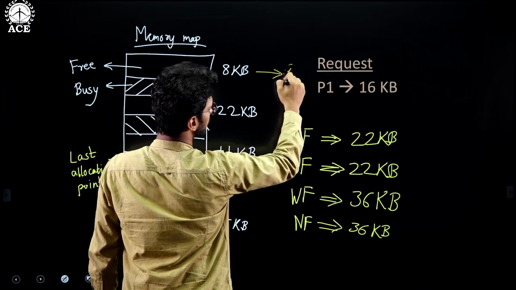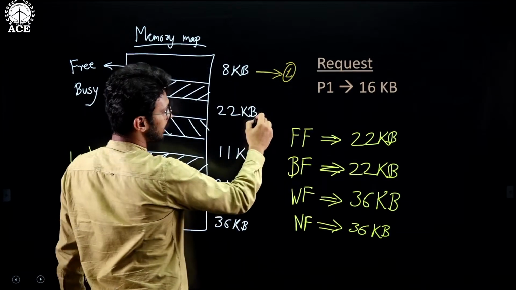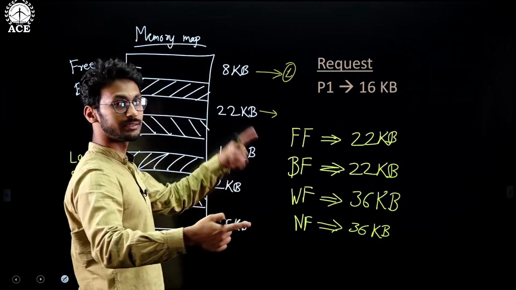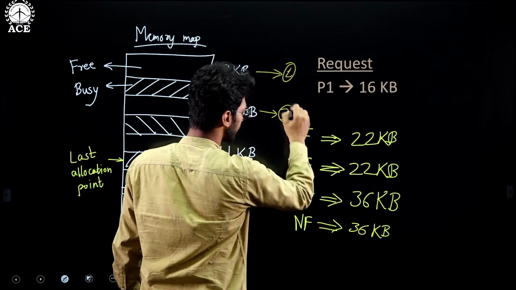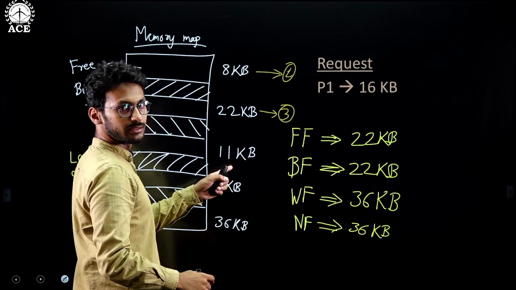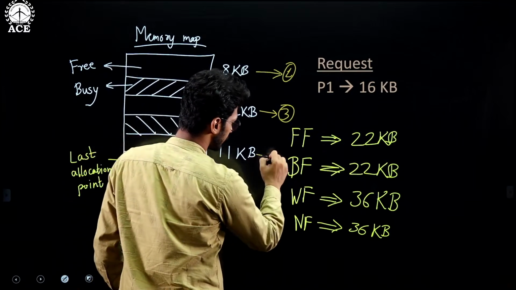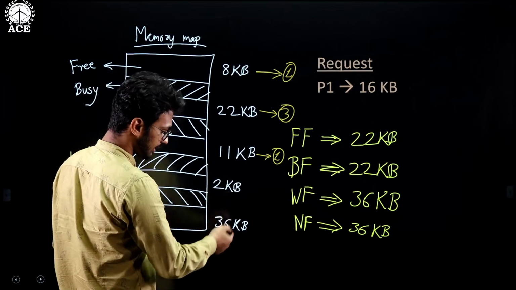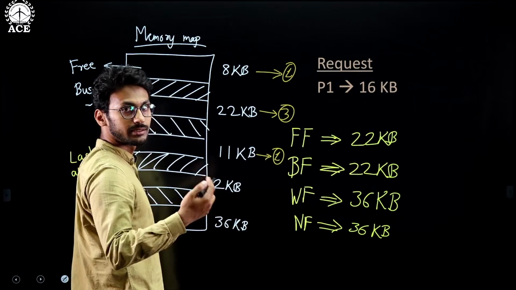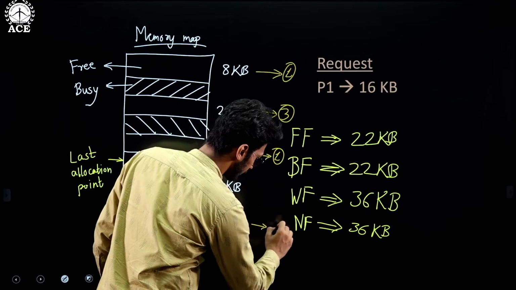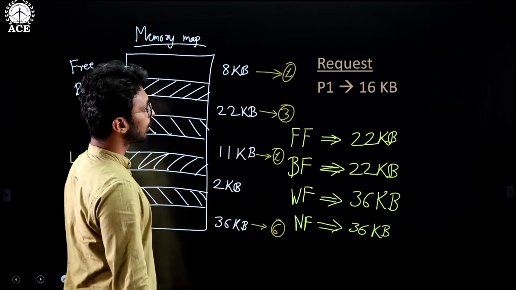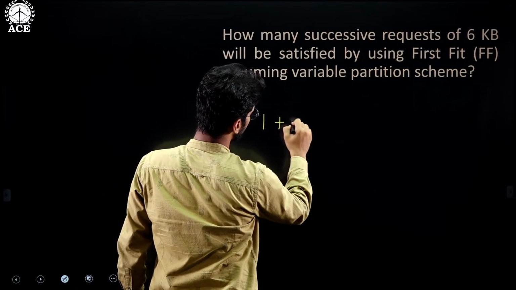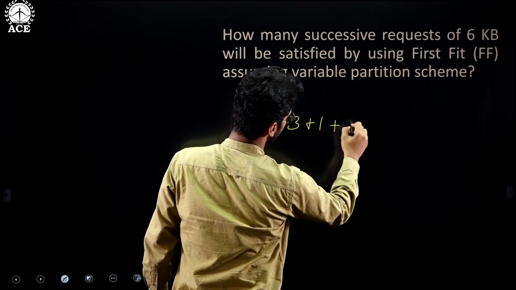Only one, isn't it? 8 KB. Okay, here how many? 6 1s are 6, 6 2s are 12, 6 3s are 18, 6 4s are 24. Okay, 6 3s are 18. 3 processes can be satisfied. Got it? 6 2s are 12, so can't do it. 6 1s are 6, only one process can be accommodated here. 2 KB, less than 6 KB, don't think of it. 36 KB, 6 6s are 36, so 6. So overall 1 plus 3 plus 1 plus 6, what is it?